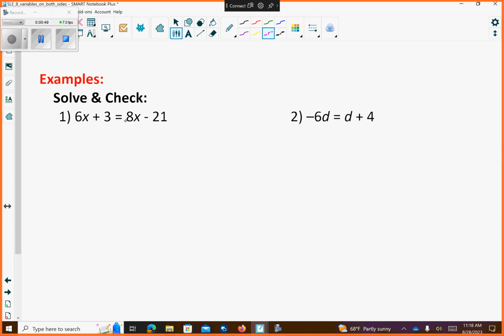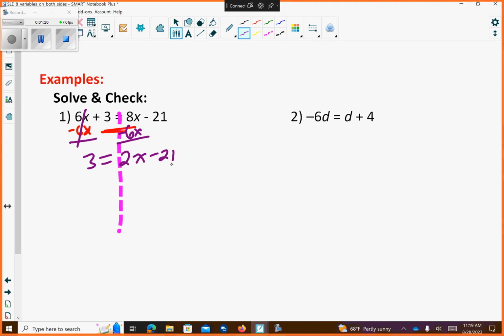Okay, first question. Let's say we have this. So I have it balanced. I don't have any like terms to combine on each side. So now we have to pick. Maybe I'll subtract 6x from both sides. I'm subtracting 6x from both sides. So these cancel, so I get 3 is equal to 2x minus 21.